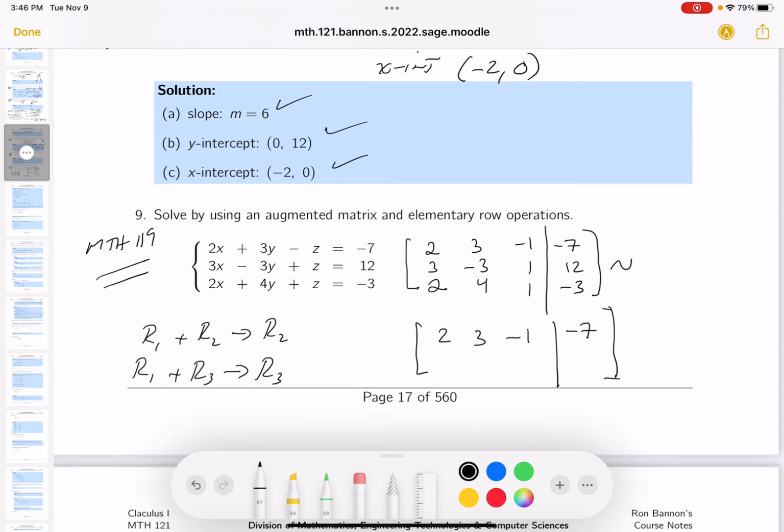I added row 1 to it. And what do you get? 5, 0. Wow, that's convenient. And what do you get over there? Well, 12 minus 7 is 5. And this is pretty nice, by the way. What do you get now?